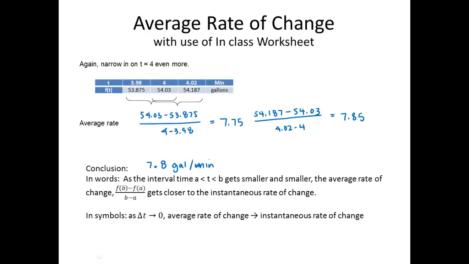So in symbols, as the change in time, this delta meaning change, gets smaller and smaller and approaches zero, my average rate of change approaches the instantaneous rate of change. What I'd like you to walk away with from this video lesson is how to calculate the average rate of change, and that as close as you can move your average rates of change towards the actual time, you will approach an instantaneous rate of change.